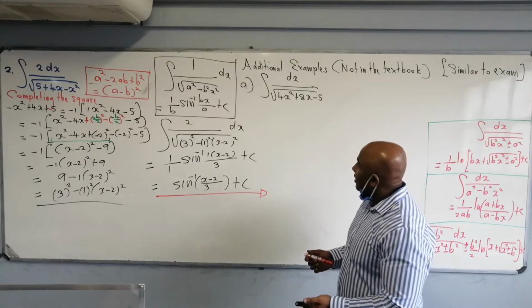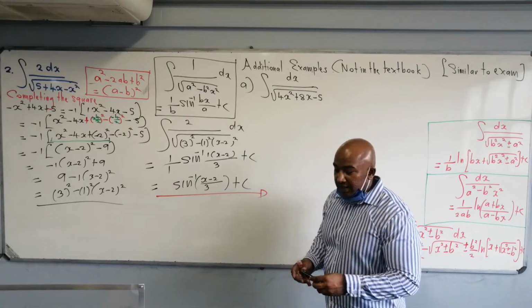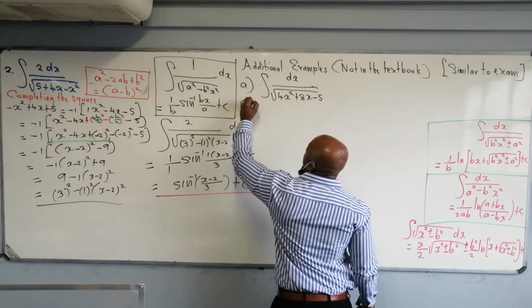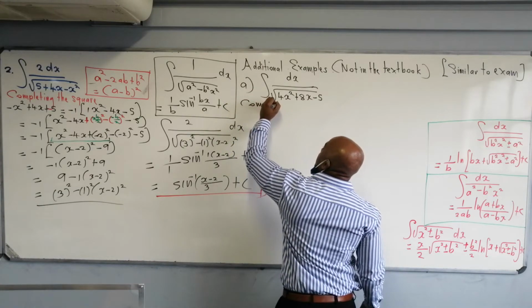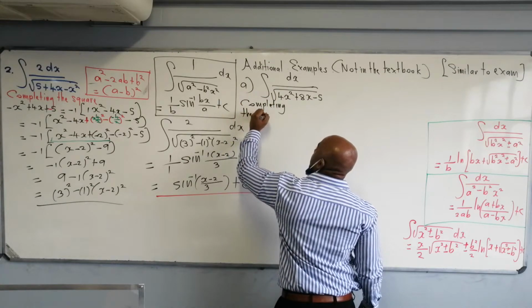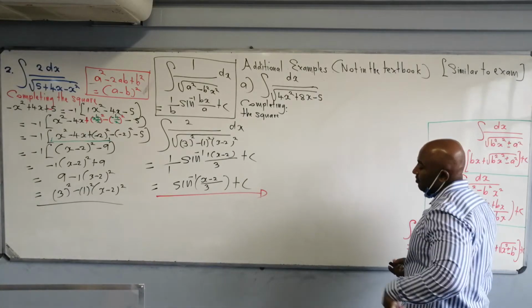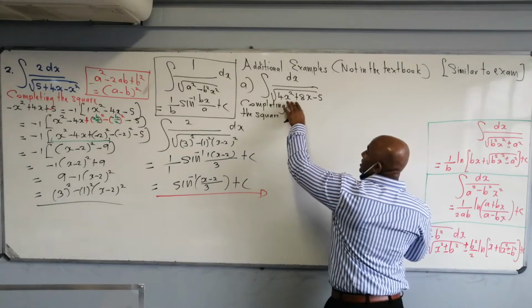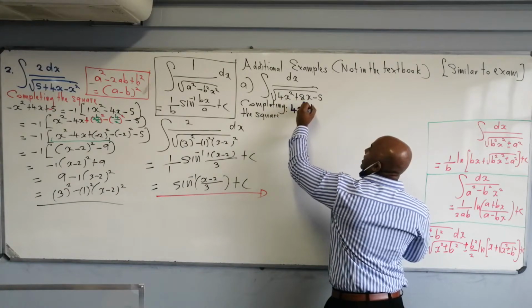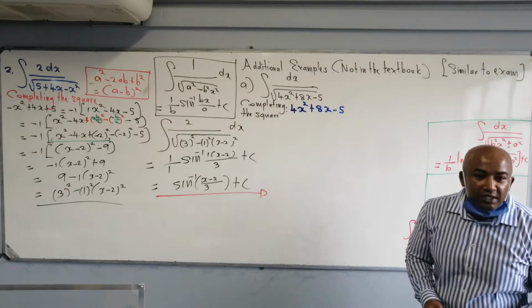Now, right, so what do we have to do now? We have to complete the square. Remember, you're going to get marks for completing the square, so let's transfer our information here. So this is completing the square. Right, so what do we have? You will take the quadratic, which is 4x squared plus 8x minus 5, and complete the square.